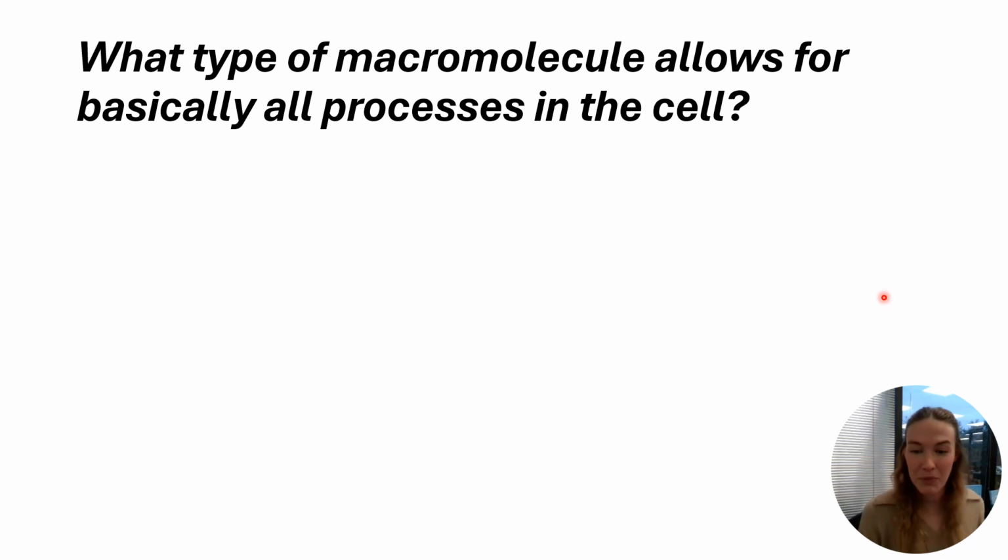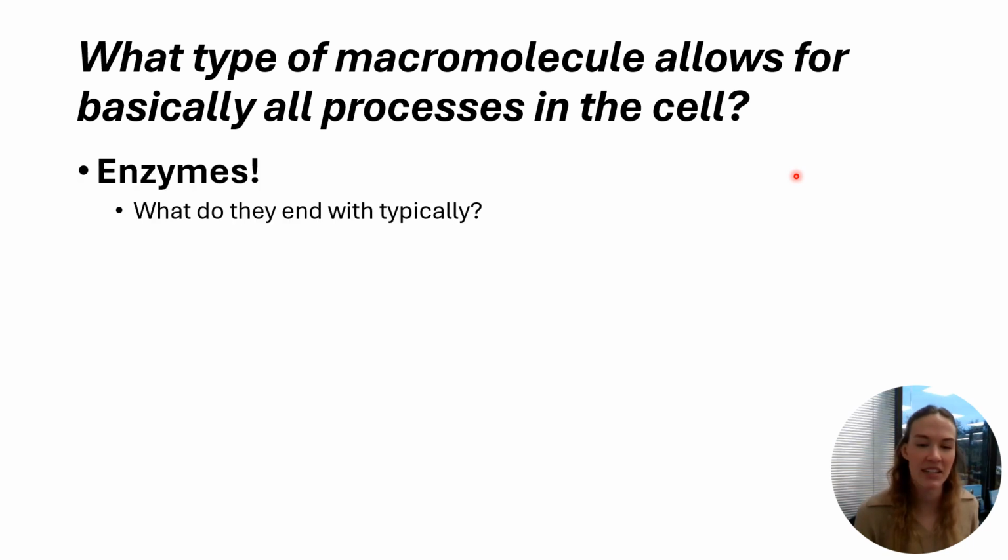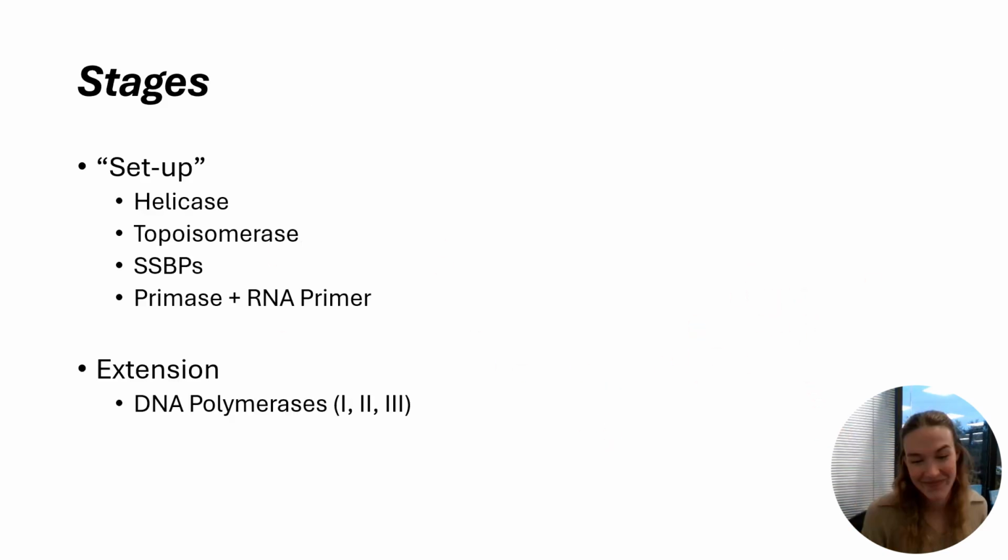Okay, now I keep using this term things, and that's intentional because I want to start planting a seed for this. What macromolecule allows for basically all processes in a cell? Well, hopefully your mind went to protein and then more specifically to enzymes. And so we're going to be talking about the enzymes that are involved in DNA replication, and I want you to remember that they typically end in ase, and you're going to see that is the case for these enzymes as well. So don't forget, enzymes are so important and they're not going away.